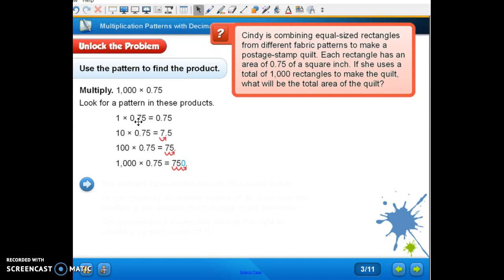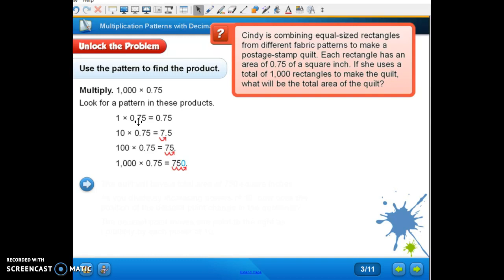How many place values is it going to grow? 2. Because those 2 zeros mean we're multiplying it by 10, and then we're multiplying it by 10 again, or we're multiplying it by 100. So we will move our decimal 2 places to the right. And so if she was making her quilt with only 100 rectangles, how big would it be? 75 square inches. Now we're going to do it by 1,000.